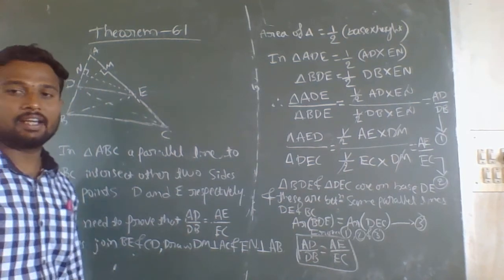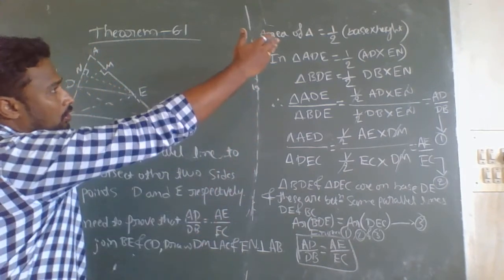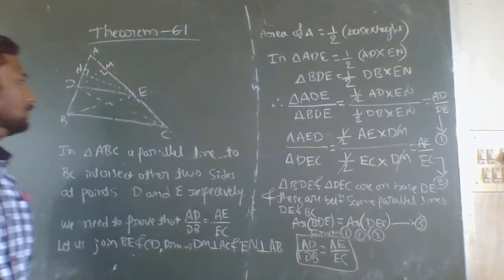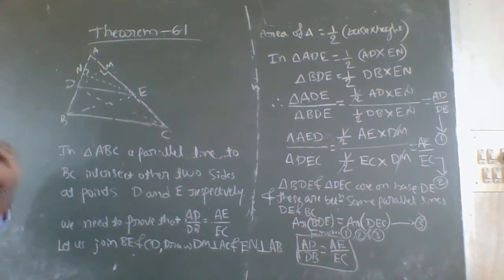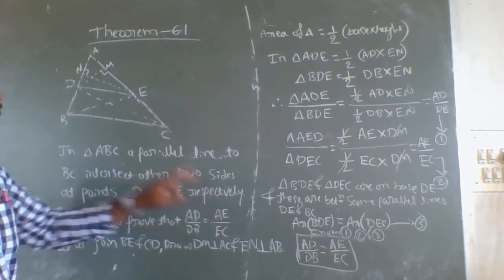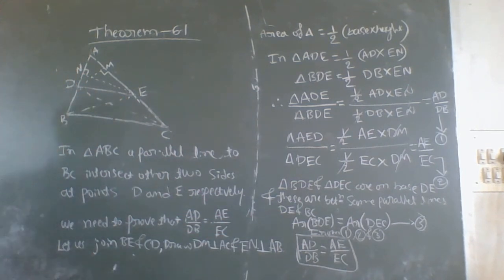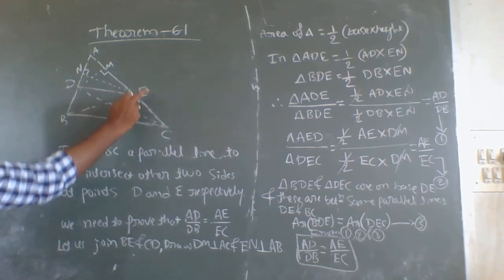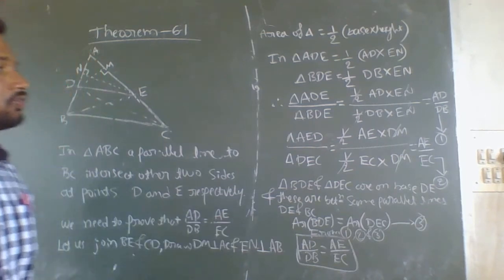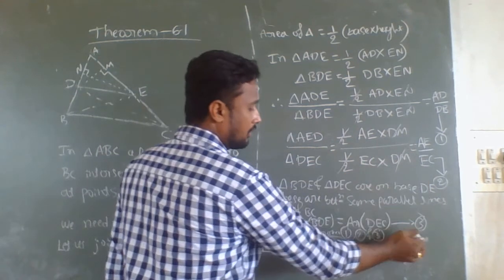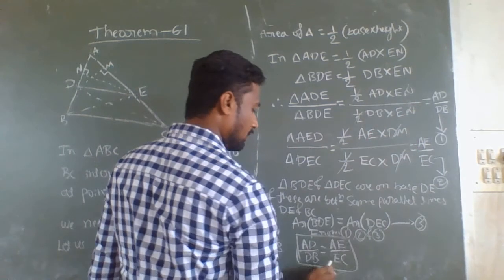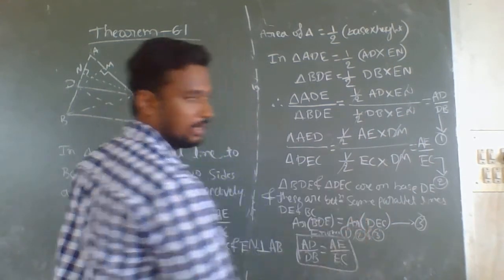If base and height is same, then we all know that formula is 1 by 2 into base into height. Then area of these two triangles are equal. Therefore, now we can write area of triangle BDE is equal to area of triangle DEC. This is equation 3. Now from 1, 2 and 3 we can write AD by DB is equal to AE by EC.